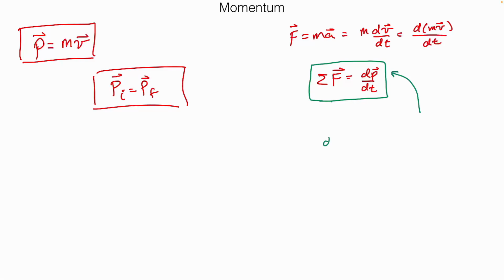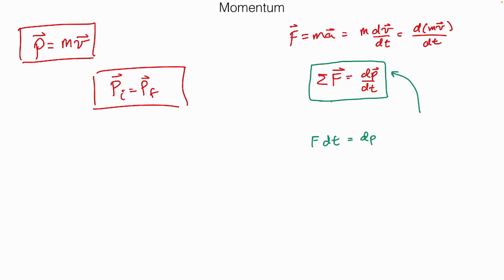I can multiply both sides by dt. I'm going to get the force. I'm going to drop that summation symbol, okay? And then I have my change in momentum. I just multiply both sides by dt. That's all I did, right? Moved it over to the other side.